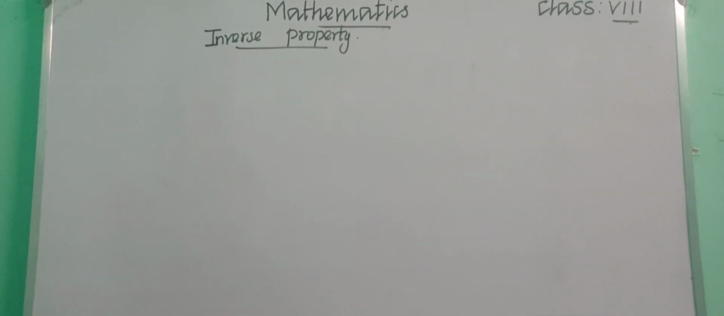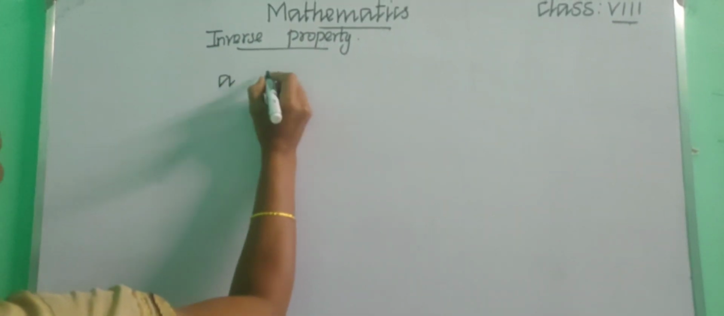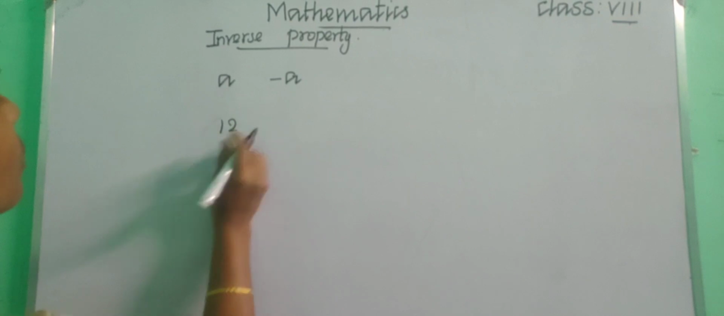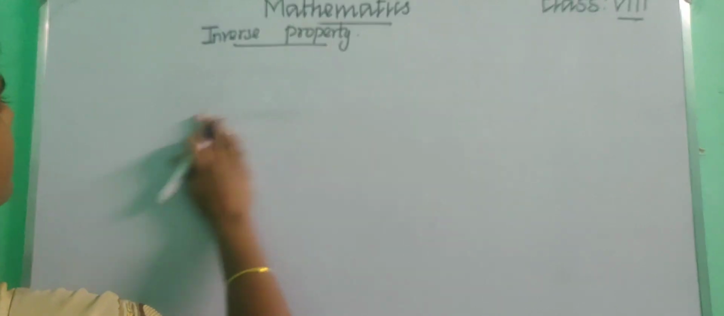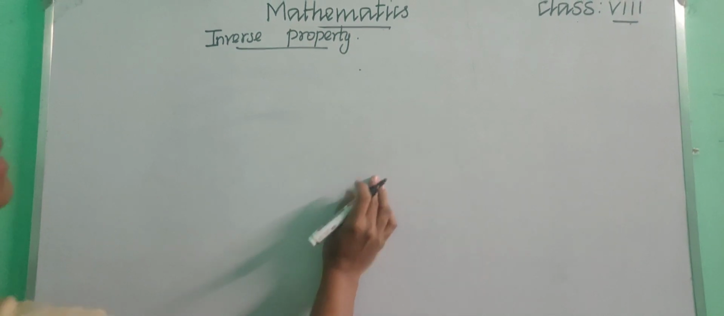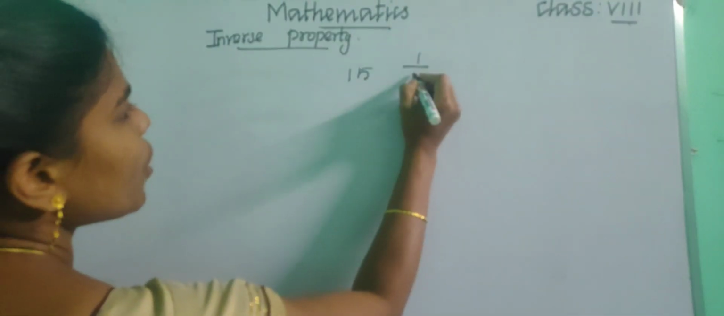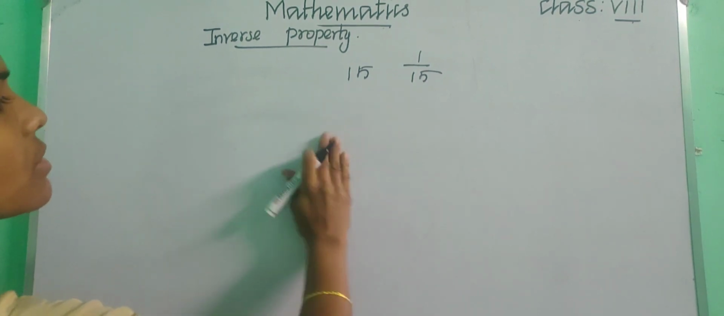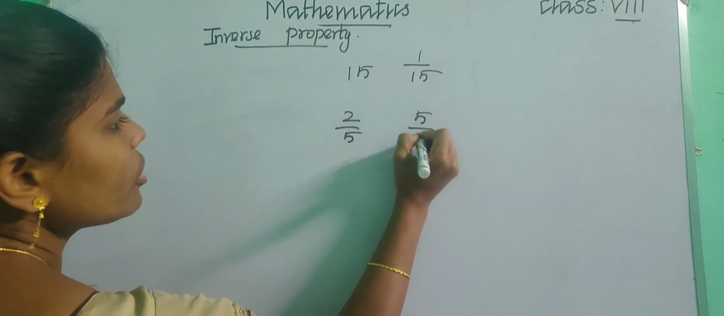So the next is inverse property. Okay, children. Simply, inverse means, what is the inverse of this A? Minus A. If you are having 12, what is the inverse of this 12? Minus 12. Okay, children. If you are saying about multiplication, we have learned about the multiplicative inverse, right? If it is 15, what is the multiplicative inverse of this? 1 upon 15. If you are having 2 upon 5, what is the multiplicative inverse of this? 5 upon 2.